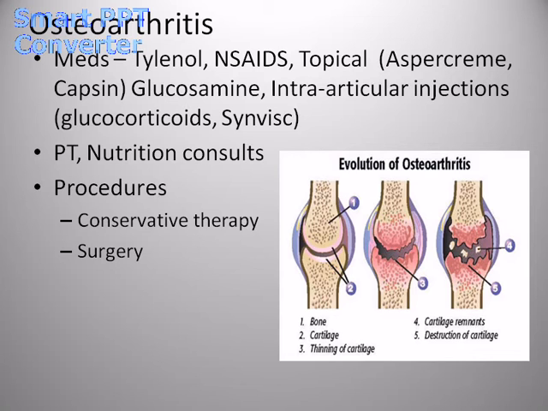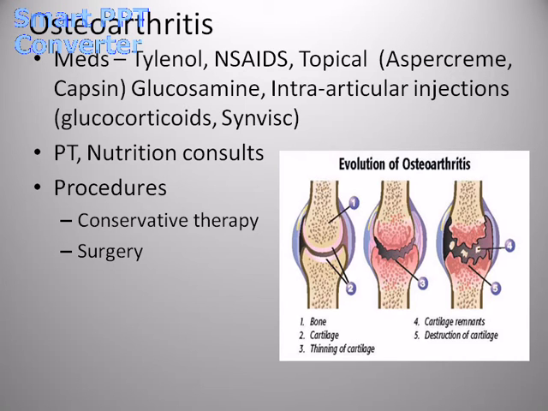Glucosamine helps rebuild cartilage. It's a naturally occurring chemical that's involved in the makeup of cartilage, and it's believed to aid in helping rebuild it. We want to talk to clients about appropriate dosing of that. There are also intra-articular injections, glucocorticoids, they use to treat the local inflammation if there is any.